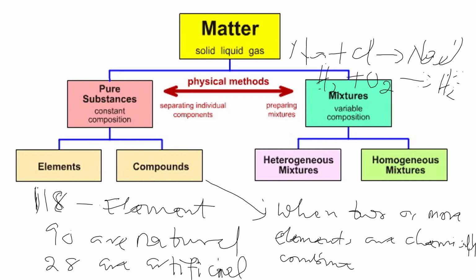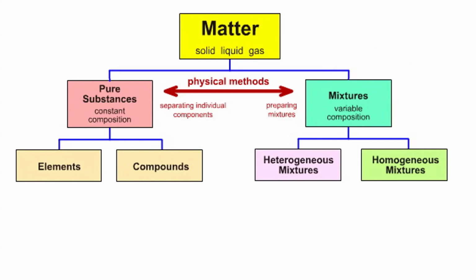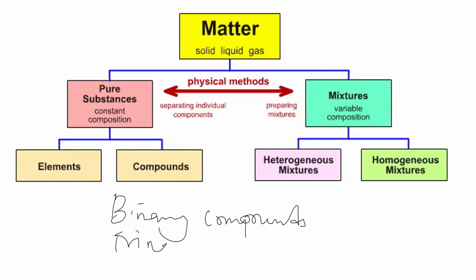A pure substance is divided into elements and compounds. And of course, even the compounds are divided into different types. We can have what you call binary compounds. In fact, we can even have trinary compounds, and we can also have polynomial compounds. So when we say binary compound, it means that they are compounds that contain only two elements.